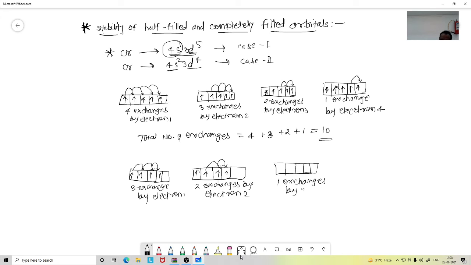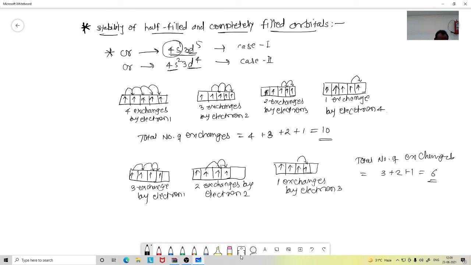And 1 exchange by electron 3. Electron 3 has 1 exchange. Therefore, the total number of exchanges is equal to 3 plus 2 plus 1, that is equal to 6 exchanges.